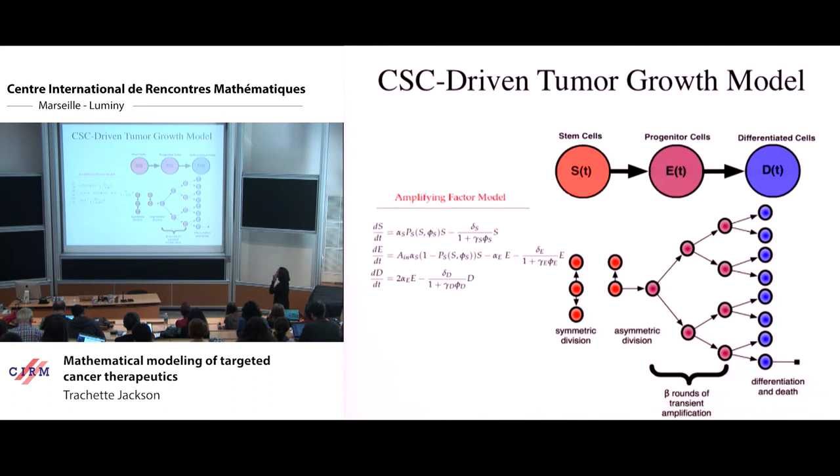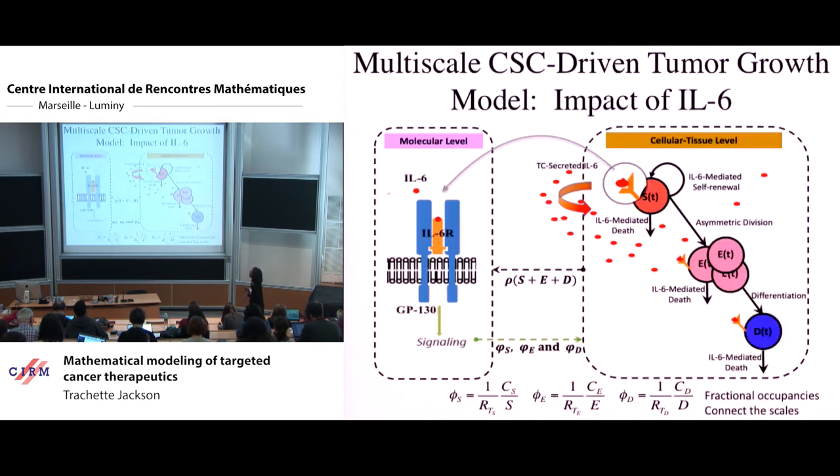and see what we can say about how that should be done. So we already have a modeling framework that I showed you, but we can expand it now. Instead of having just one type of cancer cell, we can have infinitely many cancer cells. We decided to simplify it down to stem cells, progenitor cells, and differentiated cells. So we expand the cellular pool to include this heterogeneity that comes from cancer stem cell-driven tumor growth. And we still have the multi-scale problem of the cellular tissue level, all the cell types. We have the molecular level where we're looking at the binding of IL-6 to its receptor that causes the signaling. And again, the molecular piece is what connects the scales.